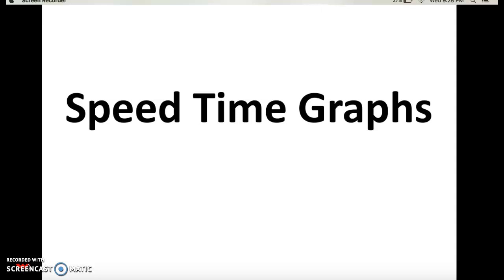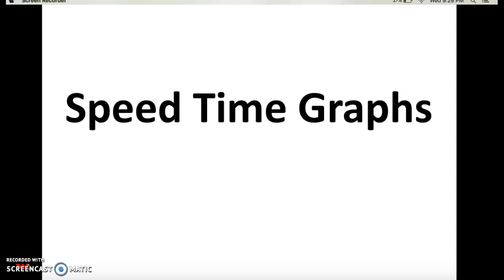Alright, so these two graphs are different. They show different things. Your distance time graph is going to show distance over time. Your speed time graph is, if you haven't guessed it yet, going to show speed over time. So when we looked at the lines on a distance time graph, you were focusing on distance. Now when we look at the lines on a speed time graph, it's going to show us how the speed either changes or stays the same as the line goes through the graph.